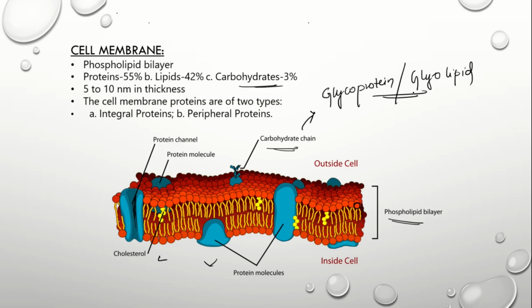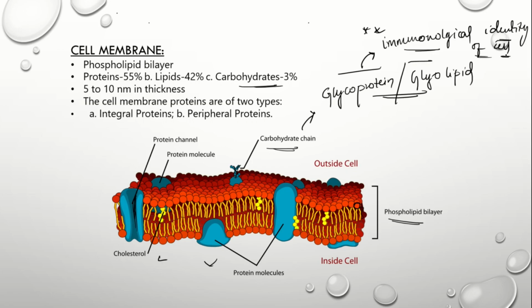Now, what is the use of carbohydrate? Can anyone answer? Okay, let it be. The carbohydrate which is present in the form of glycoprotein or glycolipid gives the immunological identity of the cell. Mark it, students, it is a very important point. The carbohydrates present in the form of glycoprotein or glycolipid give the immunological identity of the cell.